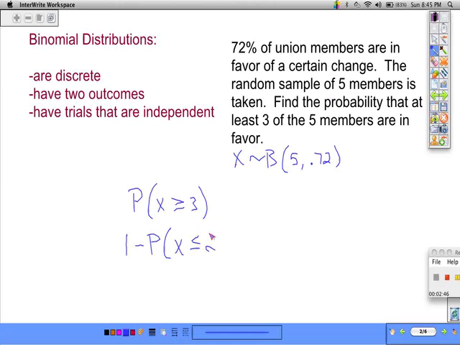And now that we have the probability phrased this way, we can use our calculator and use the cumulative density function. And this is what we'll type in: 5, 0.72, 2, because 2 is the value of r, it's the value that X is less than. And when we do that, we end up getting a probability of 0.862.